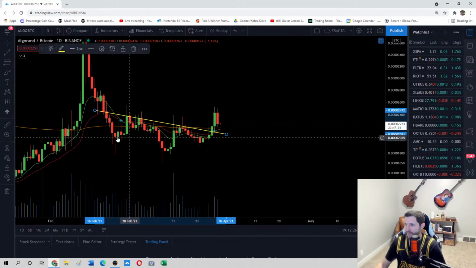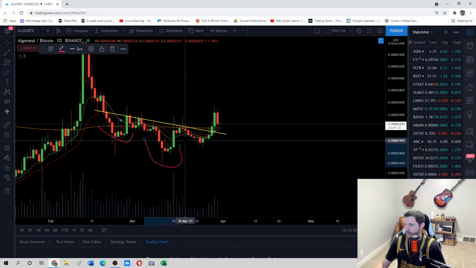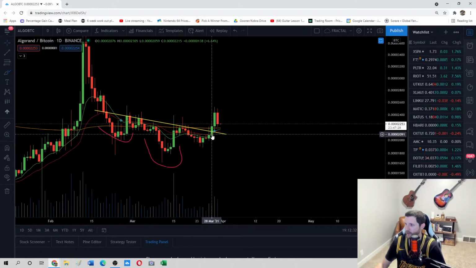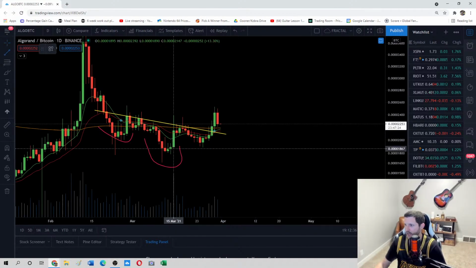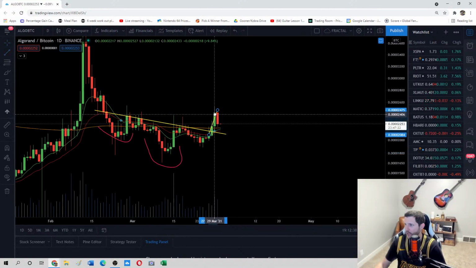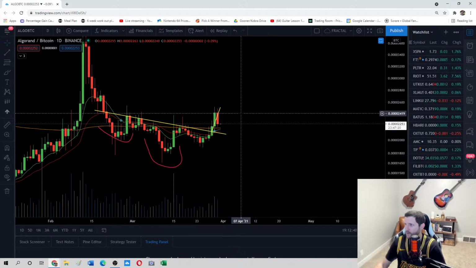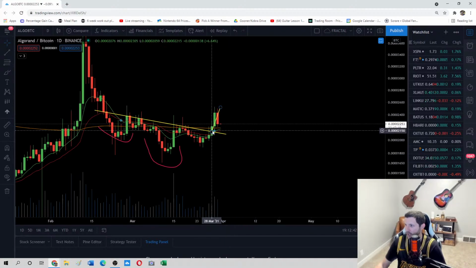And basically I have this inverse head and shoulders again, right? So left shoulder, head, right shoulder. And I had a breakout here on nice volume. So I went ahead and I bought here. And I don't know if it reached my target yet actually, but yeah, it did. Okay, so there was my target.